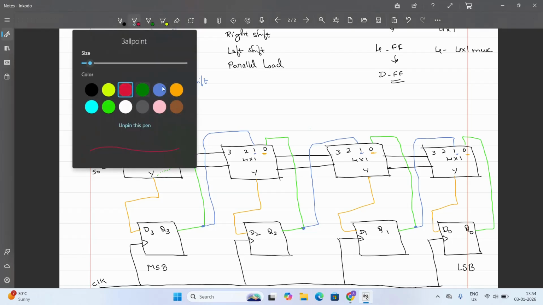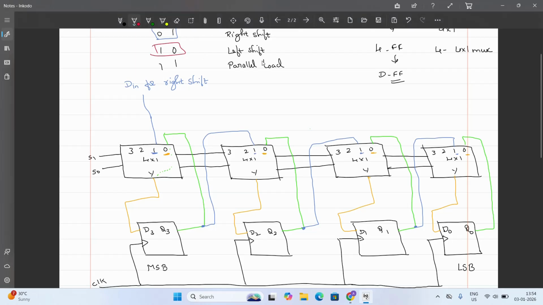Now moving on to the third one, the 1, 0 combination. So for 1, 0, it is left shift. Left shift means data will be loaded from this side and shifted towards the left. Okay, so exact opposite of what you did there. Direct data will be given here, D in for left shift.